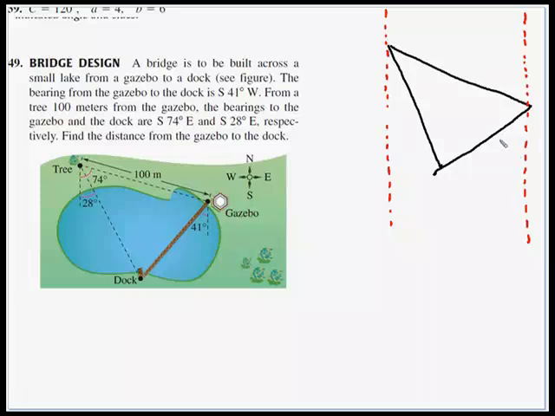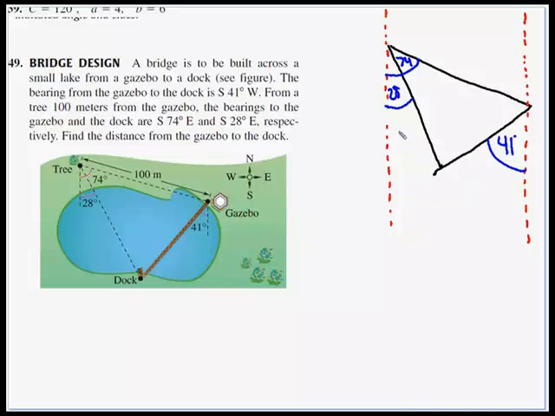I'll use blue for the angles. We were given that this was 41 degrees. Now over here, we have this smaller angle was given as 28, the bearing from the tree to the dock, and then the bearing from the tree to the gazebo, this bigger angle was 74. Now remember that 74 is not just within the triangle, that is this entire blue angle.